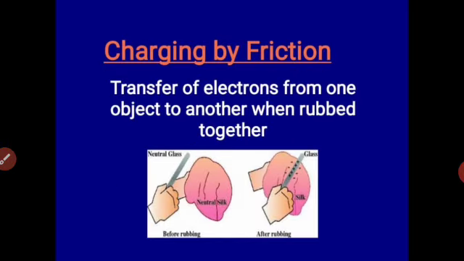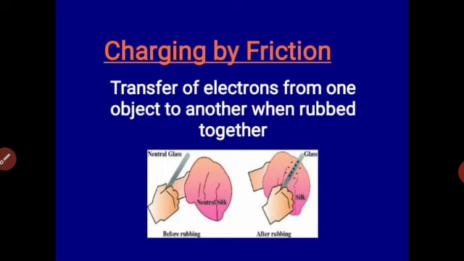Charging by friction. It is the transfer of electrons from one object to another when rubbed together. The basic example of charging by friction is when a glass rod is rubbed with silk cloth. Initially, the glass rod and silk cloth both are uncharged. When they are rubbed against each other, we see the glass rod develops a positive charge whereas the silk cloth develops a negative charge. Why do the objects get charged?